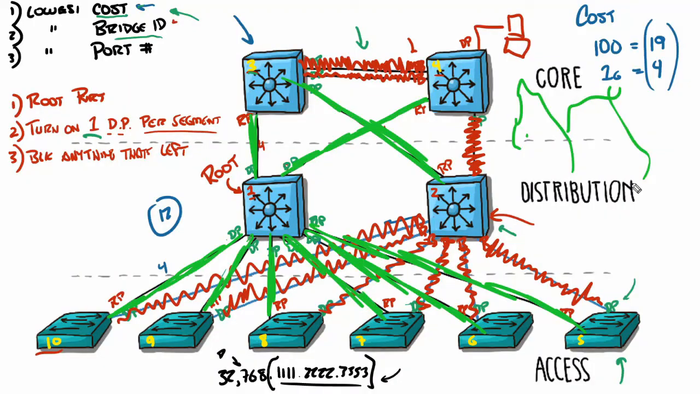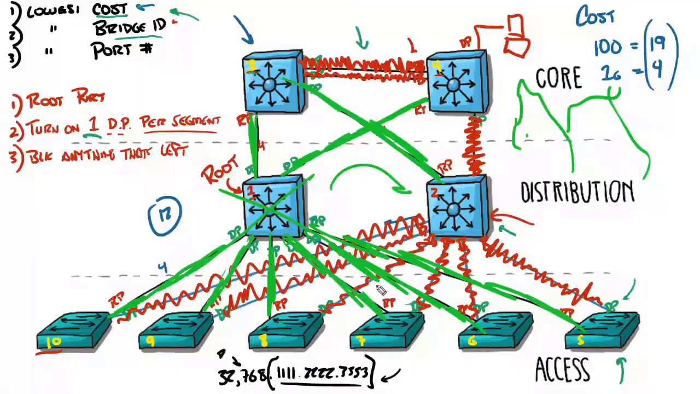Now, let's just say this switch fails right here. It's going to just flip over and you're going to have all of the red links light up, right? So that's the beauty of what spanning tree can do for you. That's how you figure out the spanning tree topology. That's probably the part of spanning tree that people struggle with most.